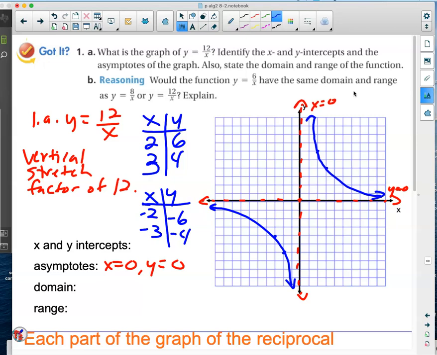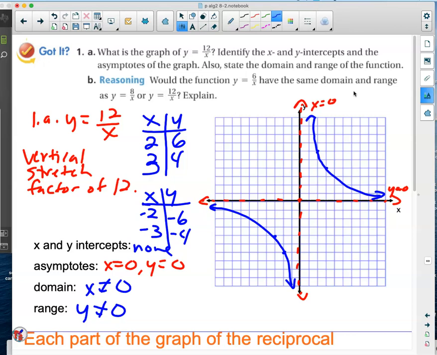X and Y intercepts. What are we going to put? There aren't any. Yeah, it's not going to cross. Domain, what do we leave out? X can't be 0 because it's a vertical asymptote. Range, what do we leave out? 0 because it's a horizontal asymptote. We do everything. What is the graph? Identify the X and Y intercepts, the asymptotes, state the domain and range of the function. Done. Been there, got the t-shirt.